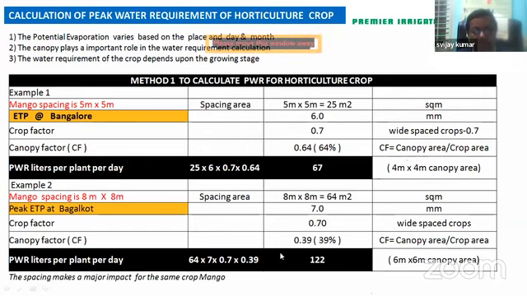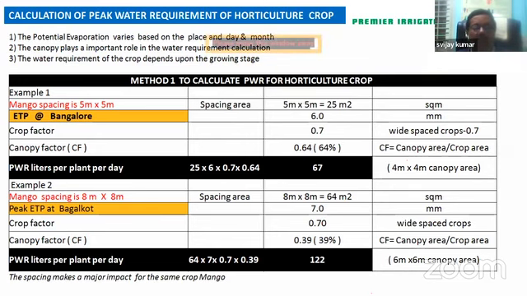But even then, if you notice, when we multiply the spacing by the evapotranspiration of 7 millimeters, by the crop factor and by the canopy factor, the water requirement works out to 122 liters. So what you understand from this particular slide is that when the spacing becomes larger and larger, the amount of water required by the crop will also be higher. So a fruit crop generally, which has a higher spacing, will definitely require more water, depending on how much canopy area it is going to cover.